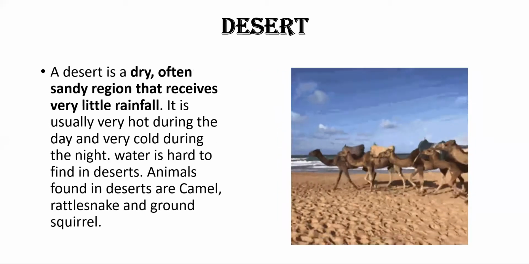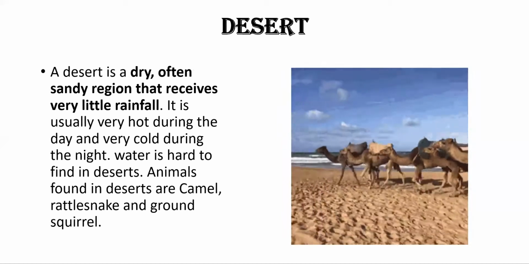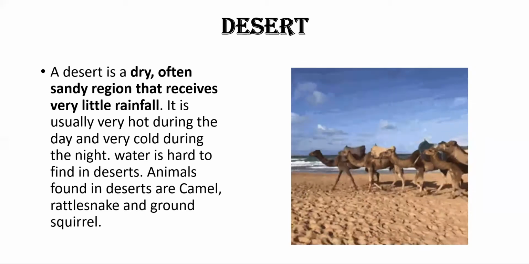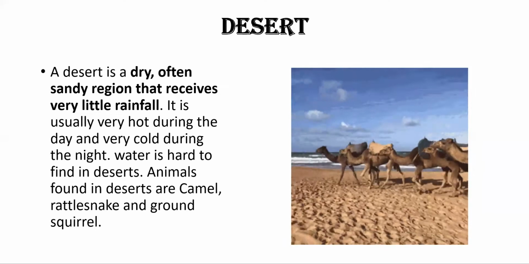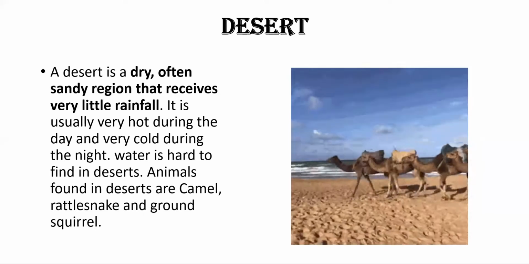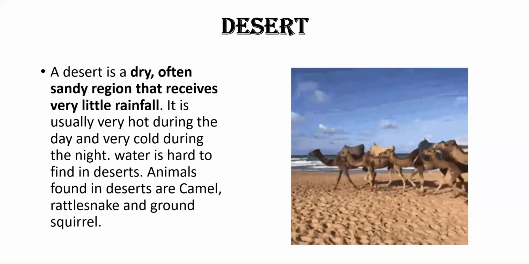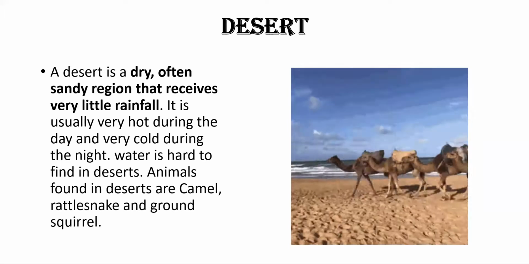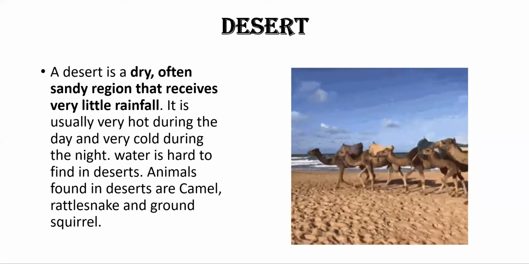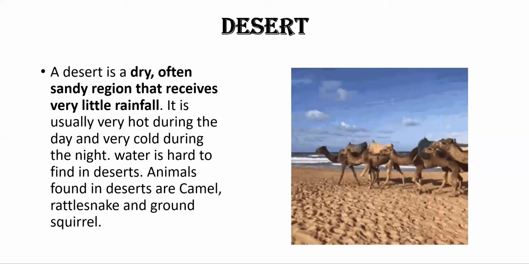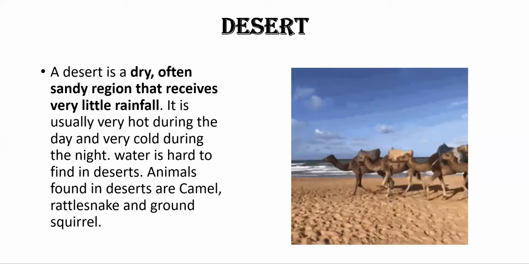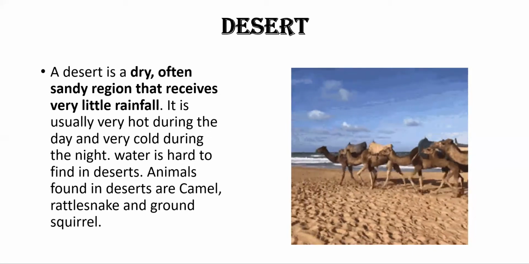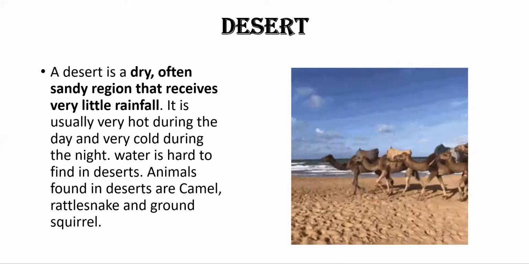Now, what is desert habitat? A desert is a dry, often sandy region that receives very little rainfall. It's usually very hot during the day and very cold during the night. Water is hard to find in deserts. Animals found in deserts are the camel, and the camel is called the desert ship. Rattlesnake and ground squirrel are some examples of desert animals other than the camel.